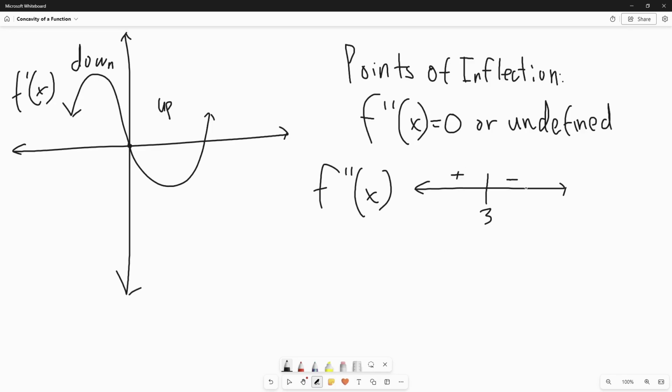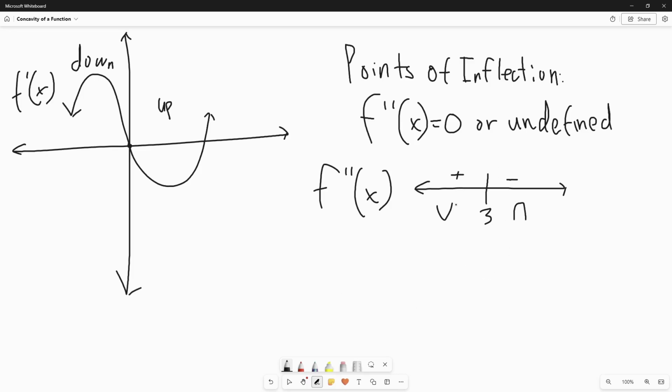If the sign diagram you make for this is positive, negative, then that means if it's positive, it's concave up. If it's negative, it's concave down. But if you have both positive, then that means there's no change in concavity. It's just concave up the whole time if both are positive.